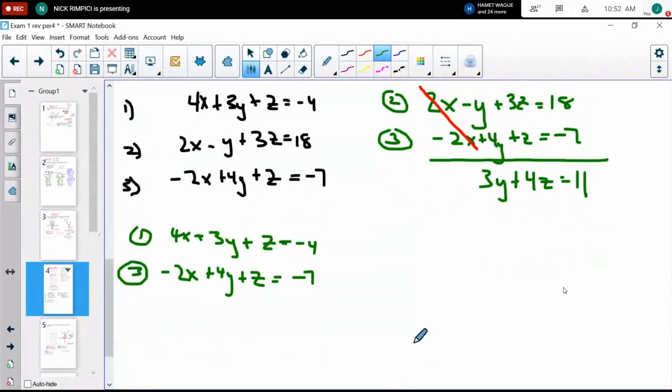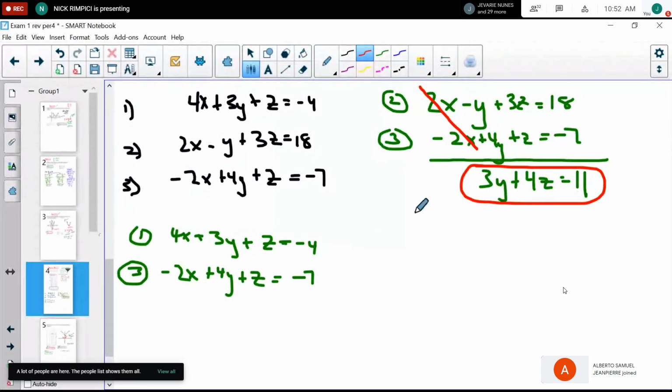In this one, we need to eliminate x again. I want to make sure we understand what's going on here. We're starting out with three equations with three variables, and we want to shrink that down into two equations with two variables. So see, this only has two variables, y and z only. Okay, so I want to do the same thing here. I want to get another equation that's y and z only.